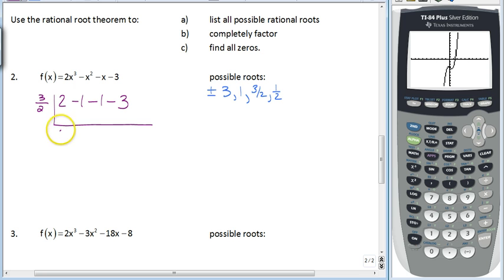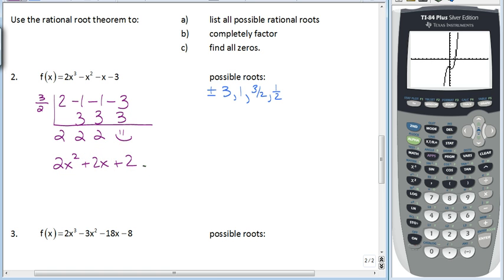So we bring down our 2. 3 halves of 2 is going to give us 3, and that'll give us another 2, and that's going to give us another 3, which is going to give us another 2, and that's going to give us a 3, which is going to give us no remainder. We are good. So that factored to 2x squared plus 2x plus 2.